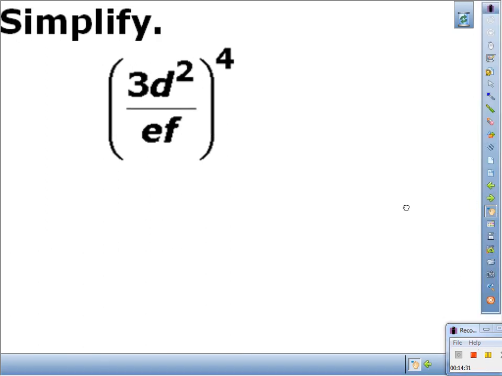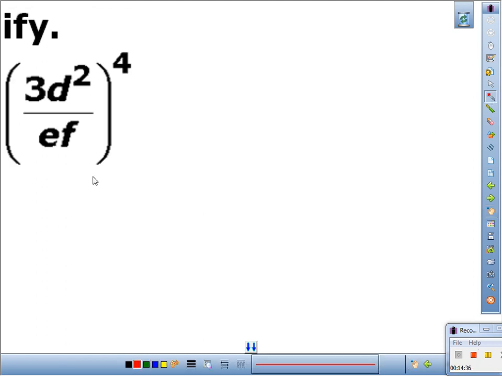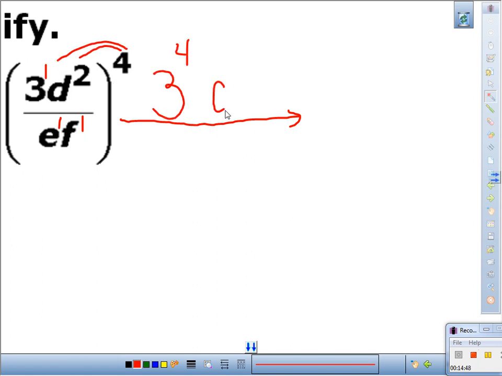All right, here goes the process. What is the first thing to do? Put a 1 on anything that does not have an exponent. Next, I said, go one step at a time. Start with the numerator. Distribute, distribute. We get what? 3 to the 4th, d to the 8th. Next, denominator. E to the 4th, f to the 4th. Hands if you got it to right there.